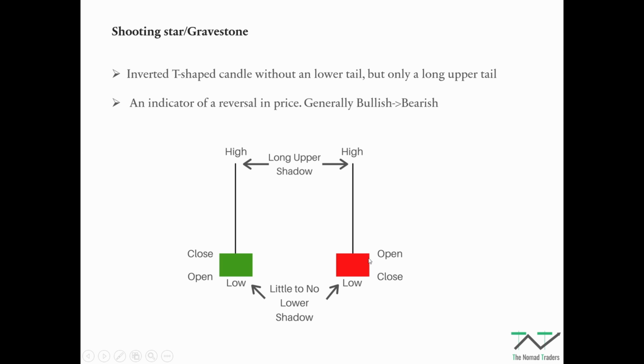Let me explain the rationale behind the formation of this candle. The price opened up here and the buyers tried to push the price and take it high. At this particular high point, the sellers stepped in and they started selling and pushed the price down until this close point, which is lower than the opening price. This indicates a strong negative sentiment towards the price of the underlying. This also indicates a change in the trend.